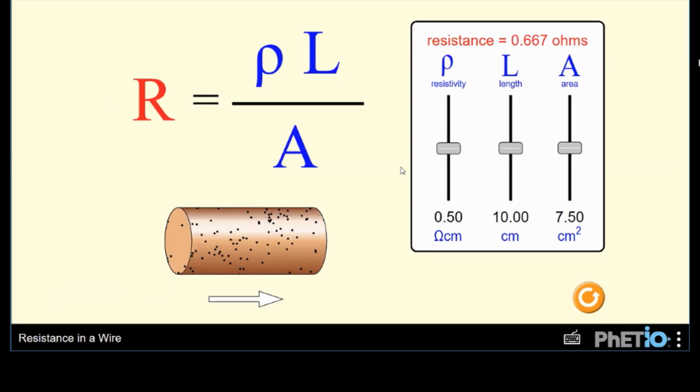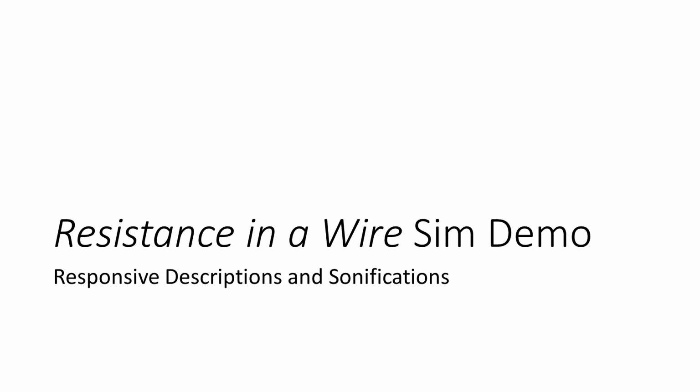Heading level 2, play area. Heading level 3, resistance equation. Resistance R is equal to resistivity rho times length L over area A. Size of letter R is comparable to the size of the letter rho, letter L, and letter A. Heading level 3, the wire. Currently wire is of medium length, of medium thickness, and has a medium amount of impurities. Resistance 0.667 ohms.